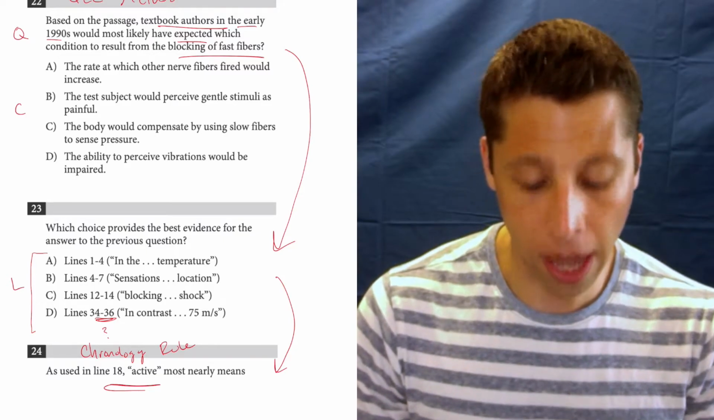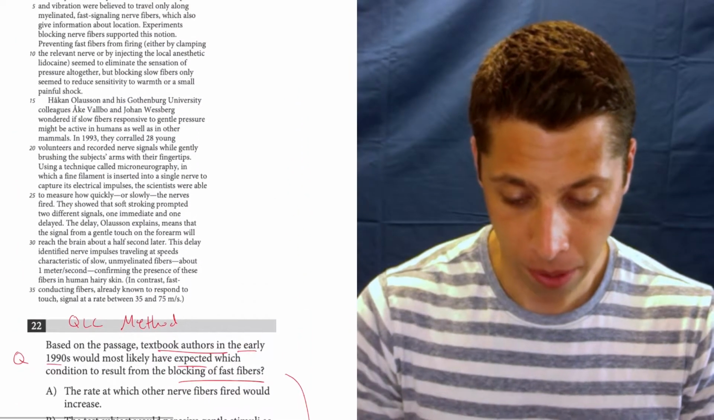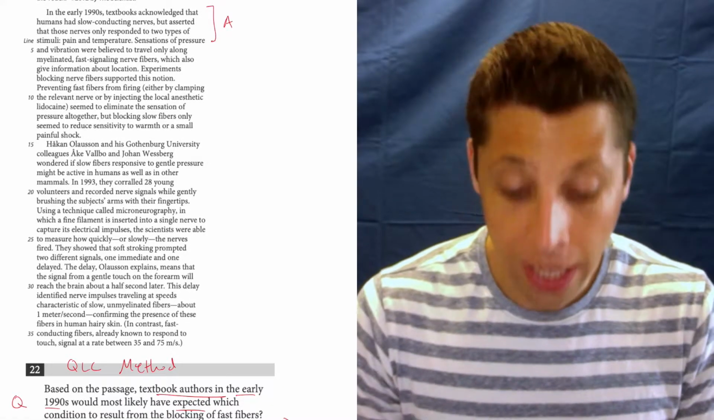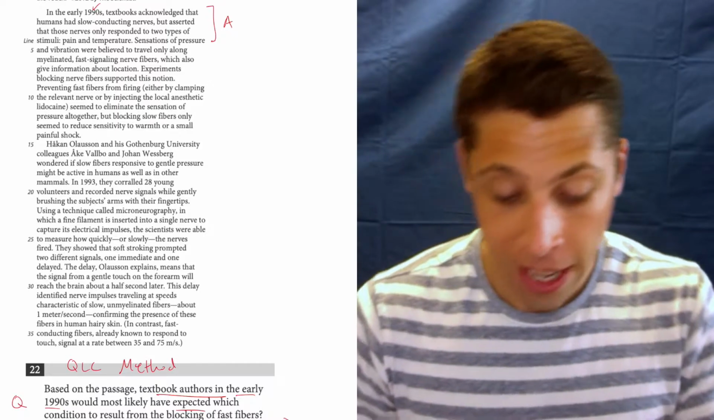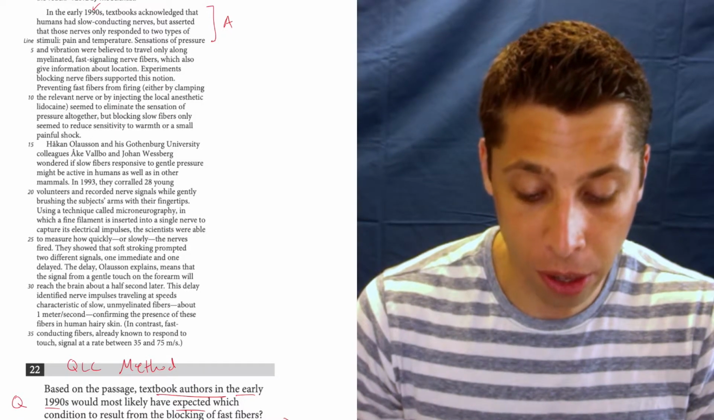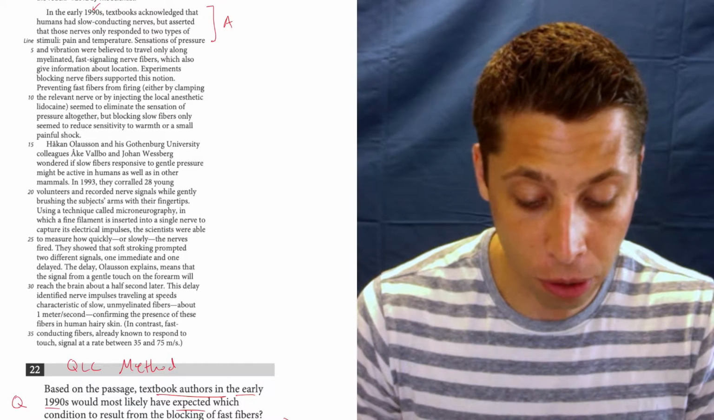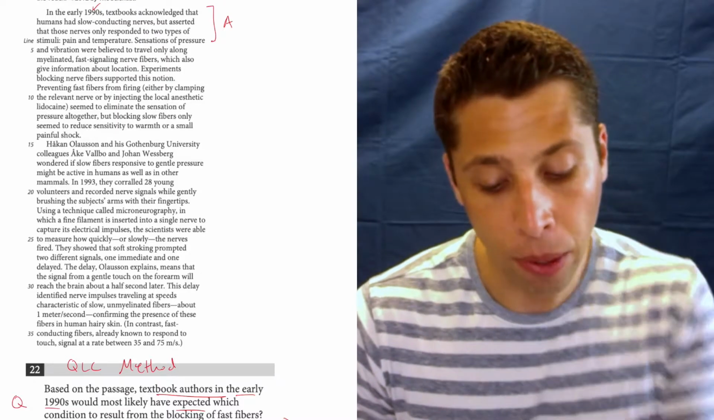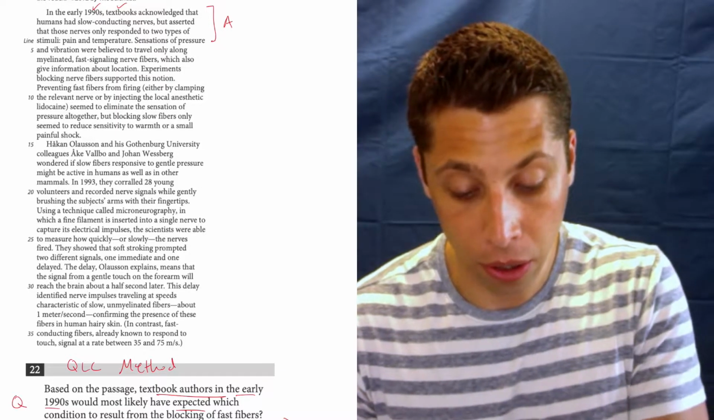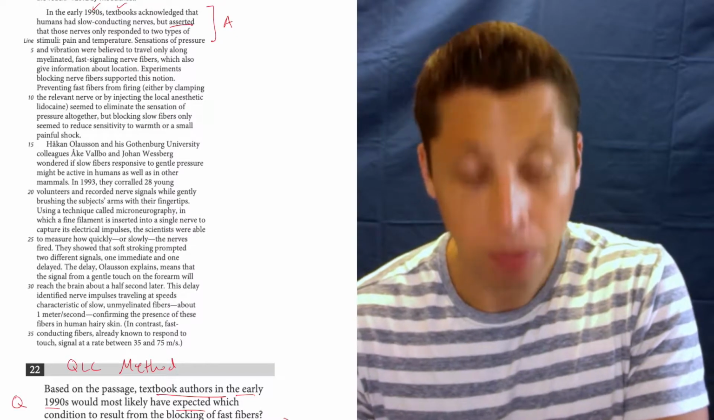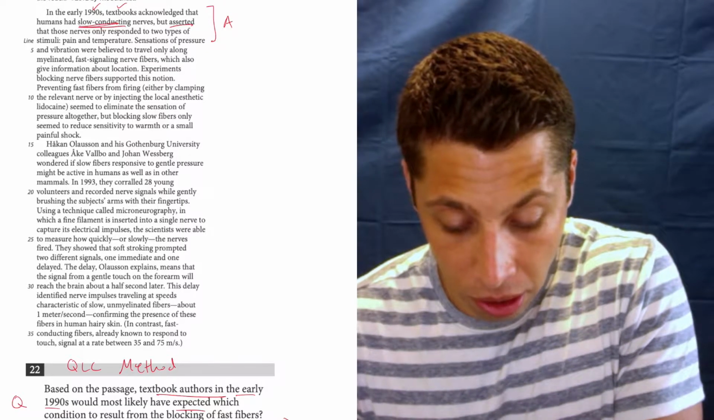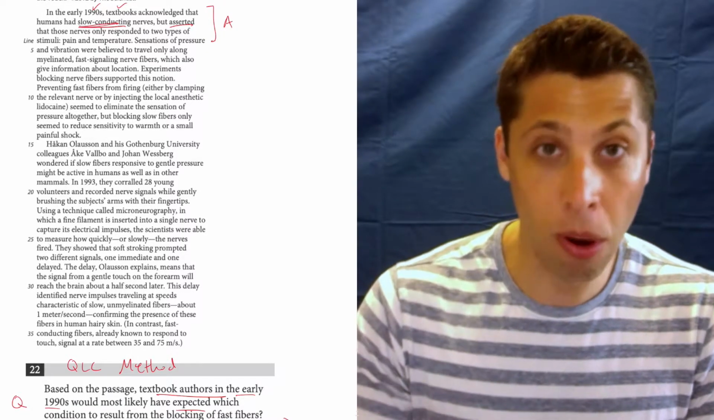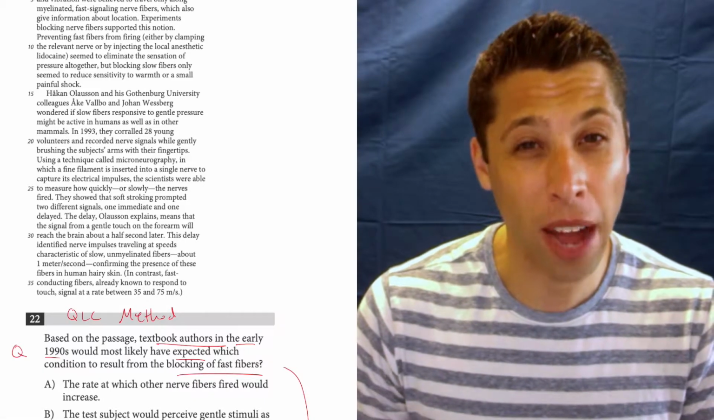So let's look at lines 1 through 4, line reference A. So we go up here, lines 1 through 4 are right here. In the early 1990s, check. Textbooks acknowledged that humans had slow conducting nerves, but asserted that those nerves only respond to two types of stimuli, pain and temperature. Okay, well, 1990s, textbooks, that's all good. What they're asserting, right, that sounds like maybe something that they believed or thought, but this is talking about slow conducting nerves, and I thought that I wanted something about fast fibers, so that sounds different.